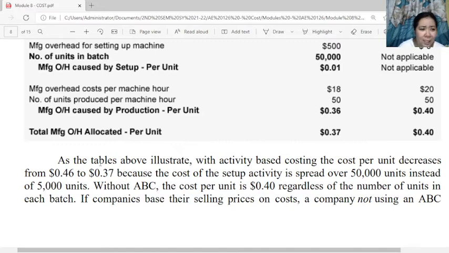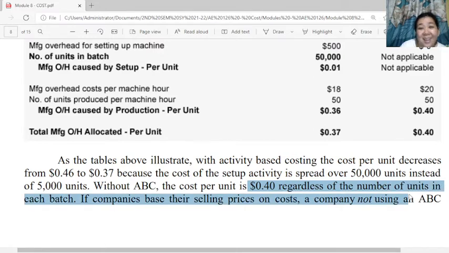Because in this case 0.46 pertains to 5,000 units only, and 0.37 I mean is for 50,000 units. They have the same level of machine setups and the same amount of overhead cost. So as the number of units increases, the cost for overhead related to setup decreases. Okay, so that's how it is. So without ABC, the cost per unit is 0.40 still, regardless of the number of units in each batch.